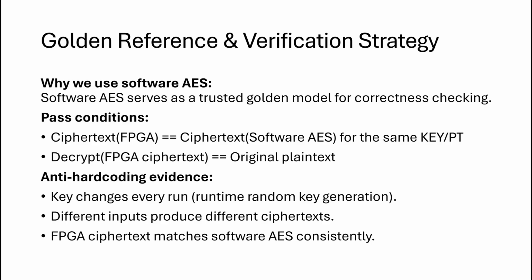And for the golden reference and verification strategy, we use software AES as a trusted golden model to verify correctness. Our pass conditions are that the FPGA ciphertext must equal the software ciphertext for the same key and plaintext, and software decryption of the FPGA ciphertext must match the original plaintext. We also provide anti-hardcoding evidence. The key changes every run. Different input produces different ciphertext, and the FPGA output consistently matches the software golden result.